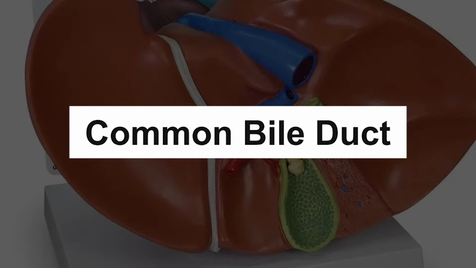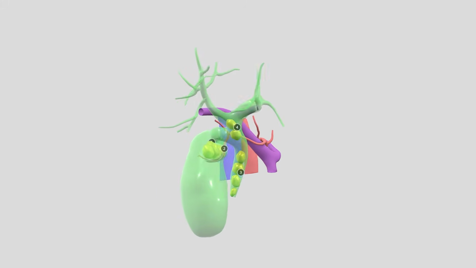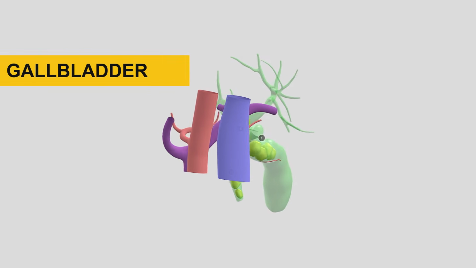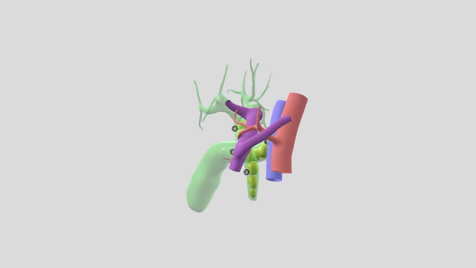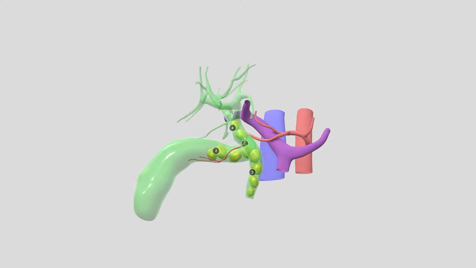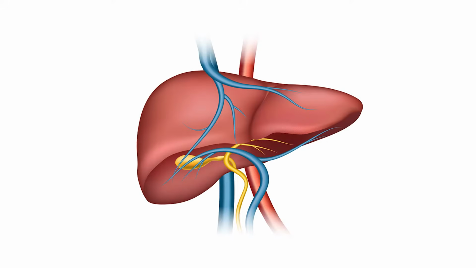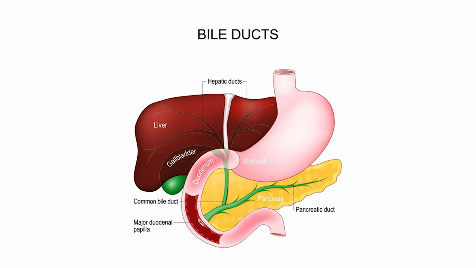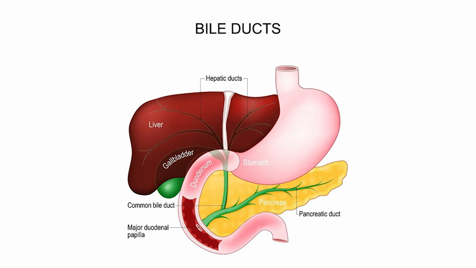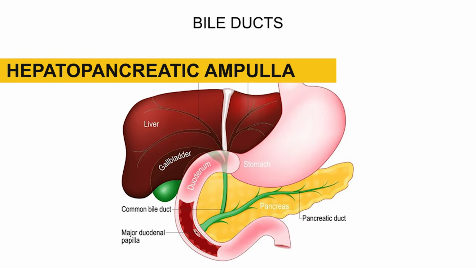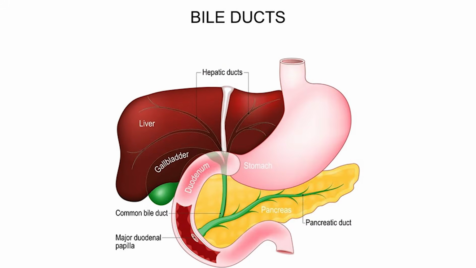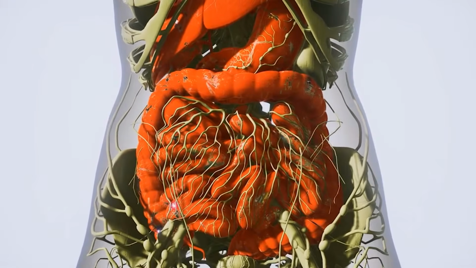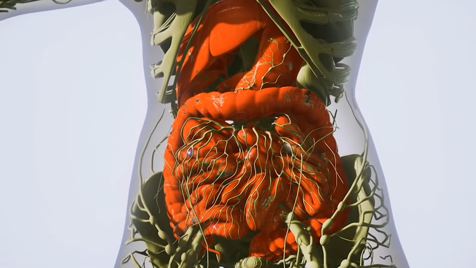Common bile duct. The common hepatic duct joins with the cystic duct, which comes from the gallbladder, to form the common bile duct. The common bile duct is the final segment of the bile duct system. It carries bile from the liver and gallbladder to the small intestine. Just before entering the small intestine, the common bile duct usually joins with the pancreatic duct to form the hepatopancreatic ampulla, which is also called the ampulla of Vater. This is where bile and pancreatic enzymes are released into the small intestine to aid in digestion.